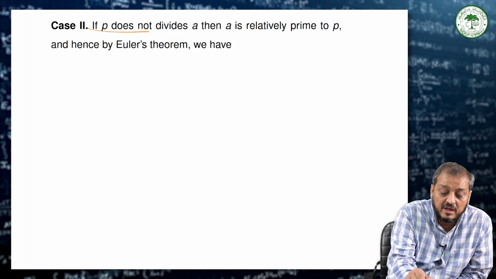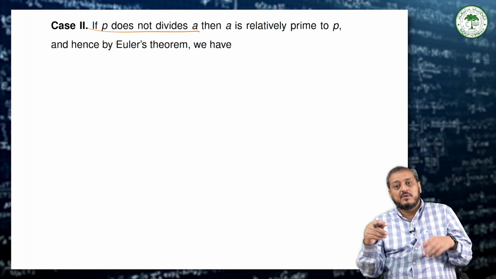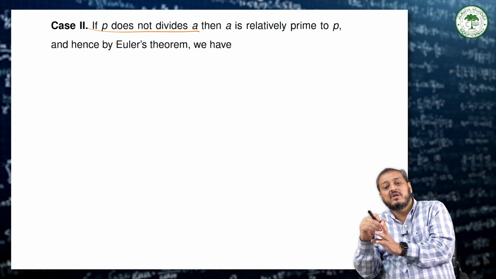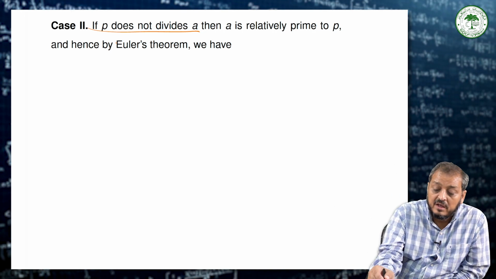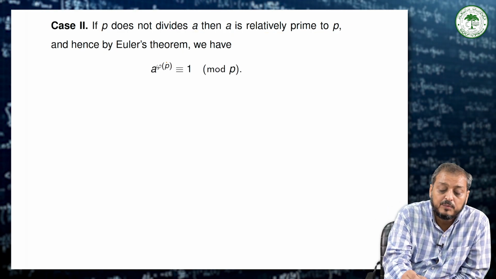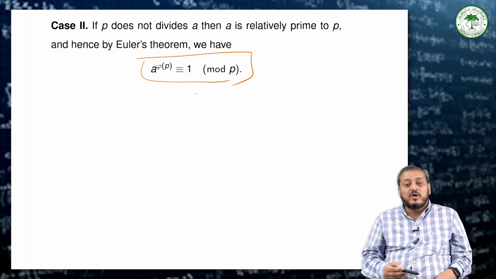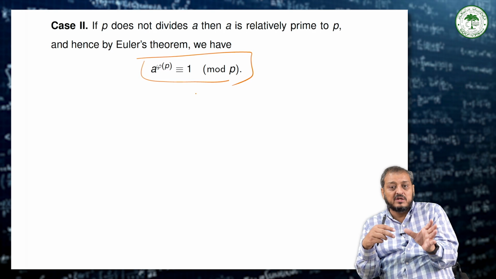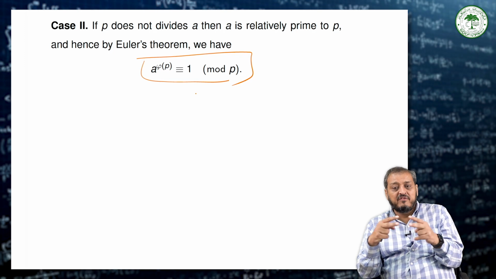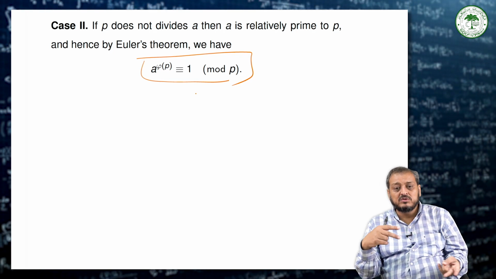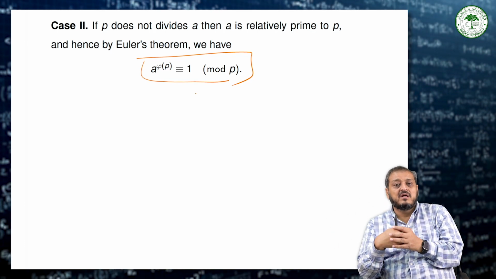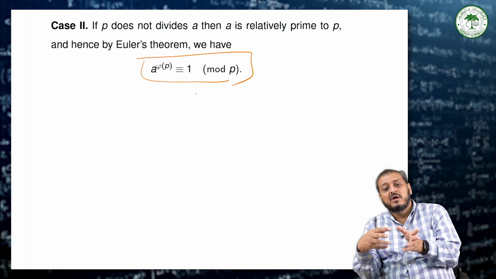Now for the second case, where p does not divide a. Since p is prime, a and p are relatively prime. If a is relatively prime to p, then Euler's theorem says that a to the power phi of p is congruent to 1 mod p. So if p is a prime and a is any integer not divisible by p, then a to the power phi of p is congruent to 1 mod p.